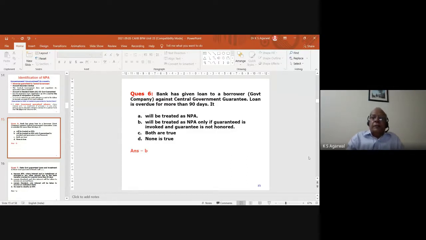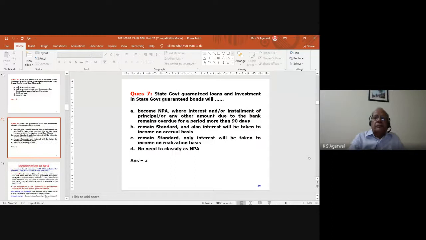If the government honors, government accepts its liability under the guarantee, then it will be standard GG. And C, both are true, D, none are true. So my answer is B. It will be treated as NPA only if guarantee is invoked and guarantee is not honored.